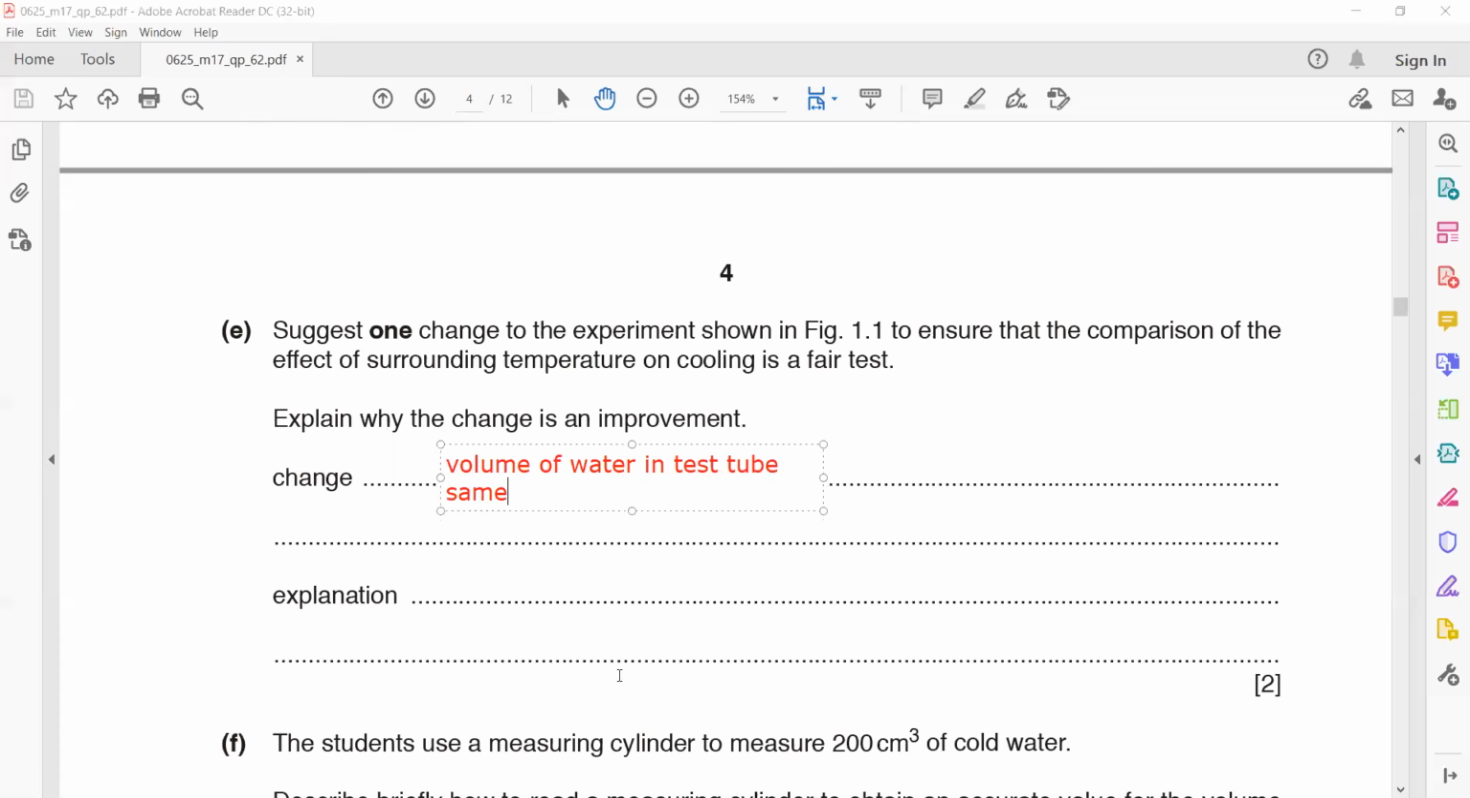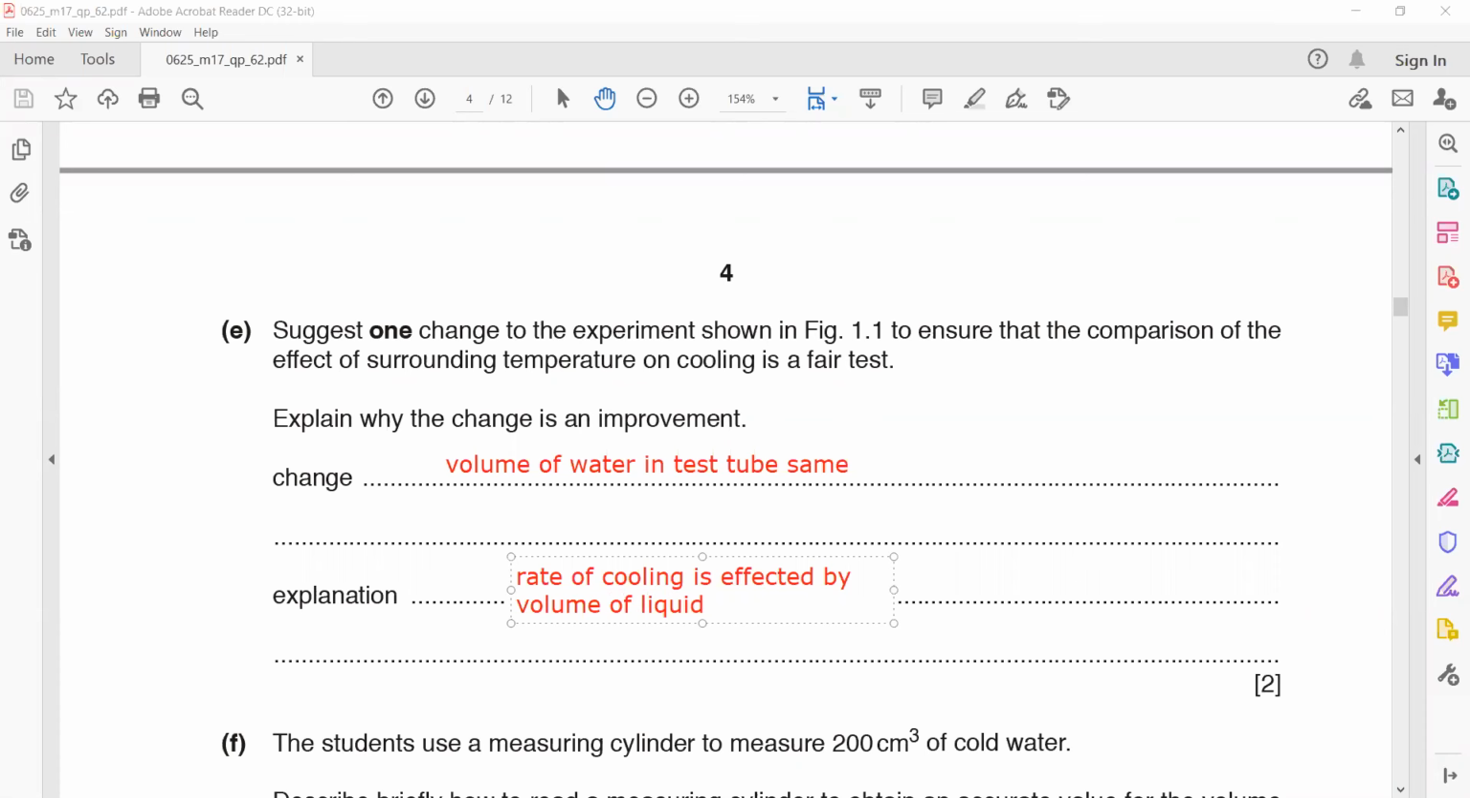An explanation: the rate of cooling is affected by the volume of the liquid. So you can mention these things, and the same starting temperature as well.